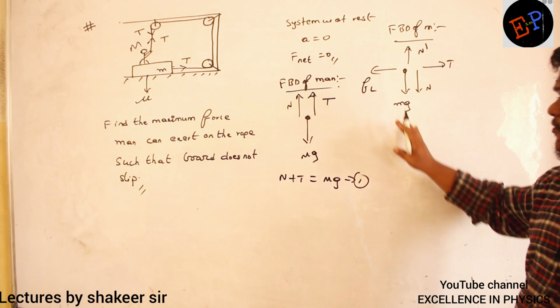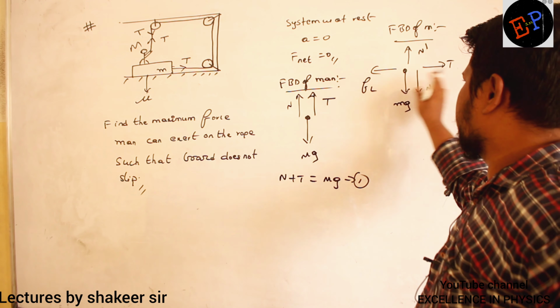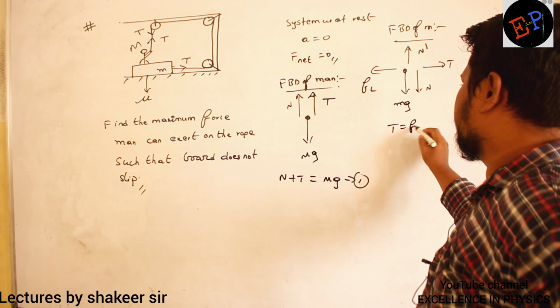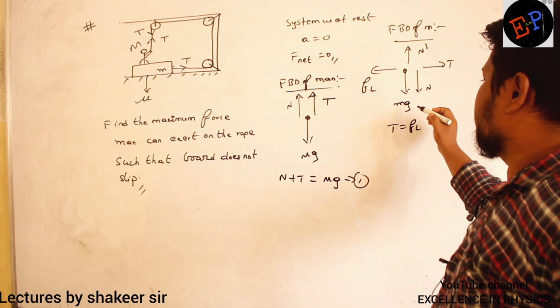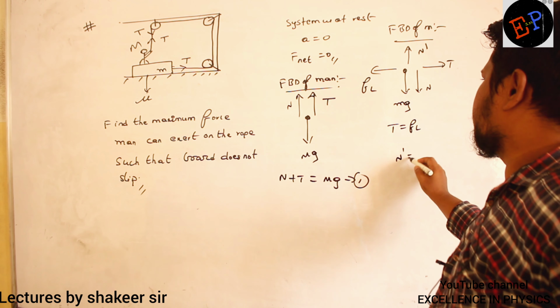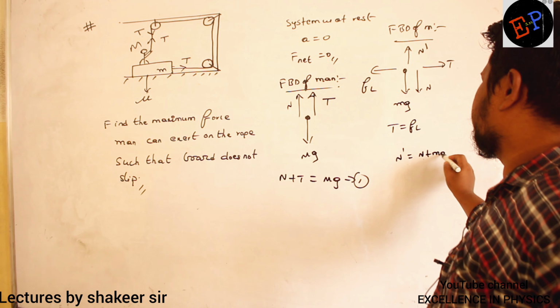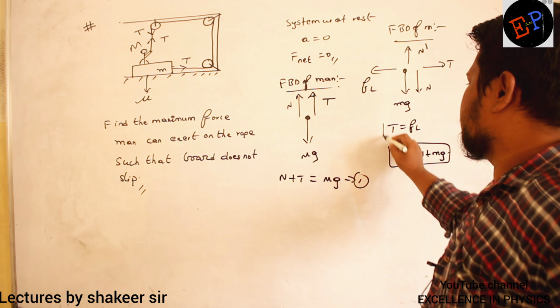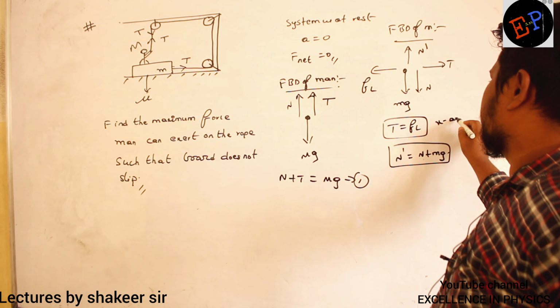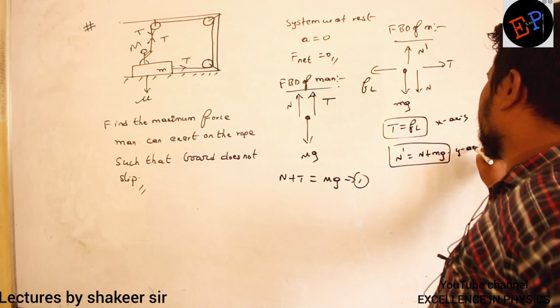Now again you balance all of them. Now see what are the forces along x-axis: tension and Fl. Clear now? So similarly along y-axis, N dash is equal to N plus mg. Are you able to understand now? So these are the forces along x-axis and these are the forces along y-axis.